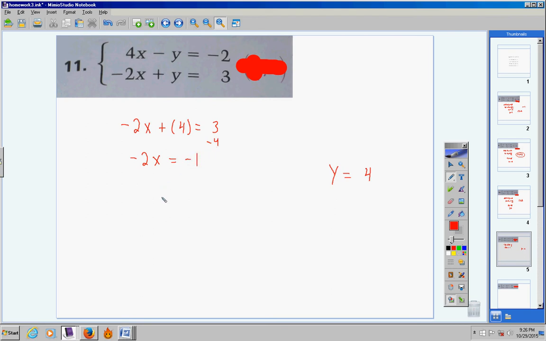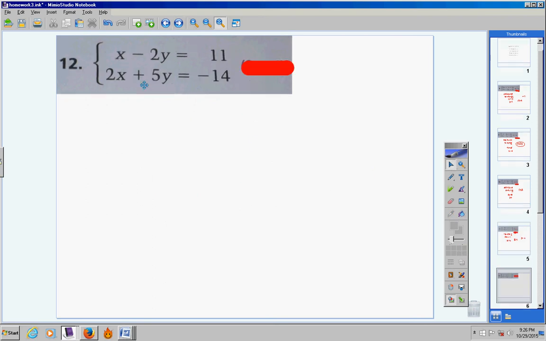Now divide both sides by a negative 2, and negative divided by a negative is positive. 1 divided by 2 is 1/2. So your answer is 1/2, comma, 4. So if you were to graph these two lines, they would intersect at that point right there, 1/2, 4. Number 12, we're going to solve for y first. Here we go.